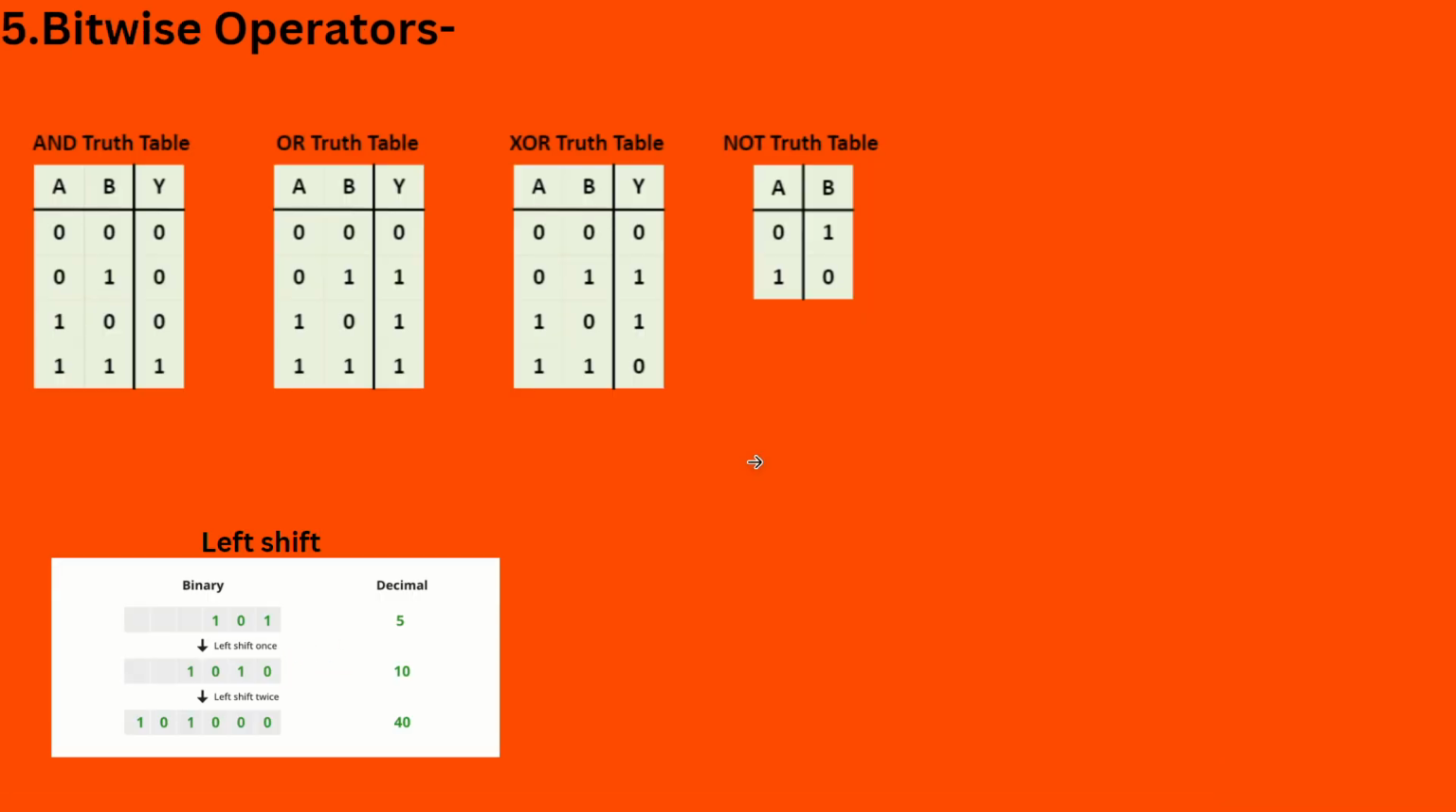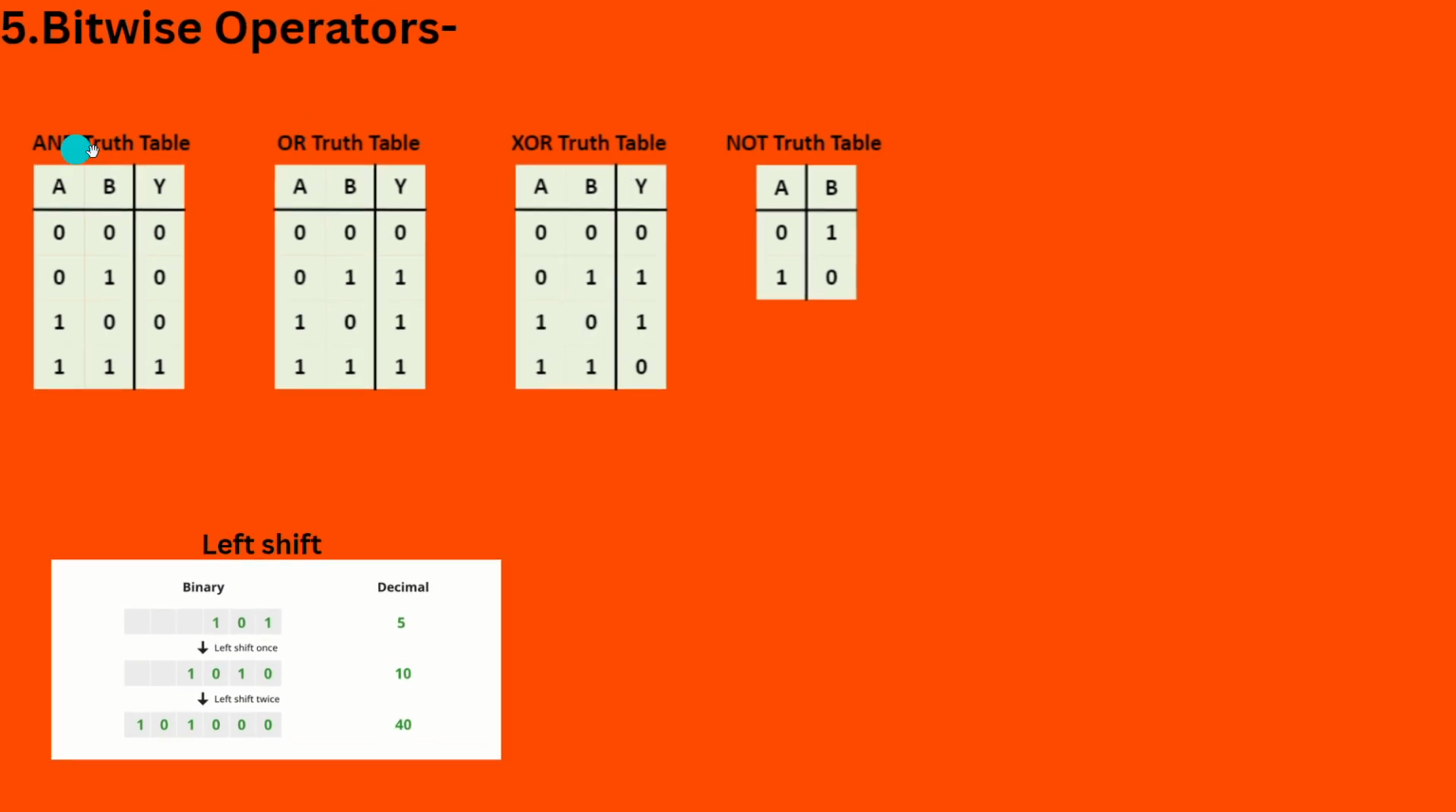Understood? Next, bitwise operators. For bitwise operators, these truth tables are very important. I have discussed AND and OR already. When both the inputs are high, only then your output will be high. Else it fails. You get false. 0 means false, 1 means true. OR, I told you all, when either of the inputs is high, you get true, else false.